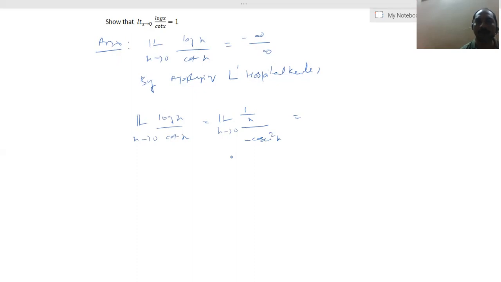Substituting x equal to 0, we get 1 by 0 in the numerator minus cosecant square 0. 1 by 0 means infinity, minus cosecant square 0, which means 1 by sine square 0. 1 by sine square 0 value is 1 by 0, and 1 by 0 means infinity. Once again, indeterminate form. Here also we get the indeterminate form. So we need one more derivative.